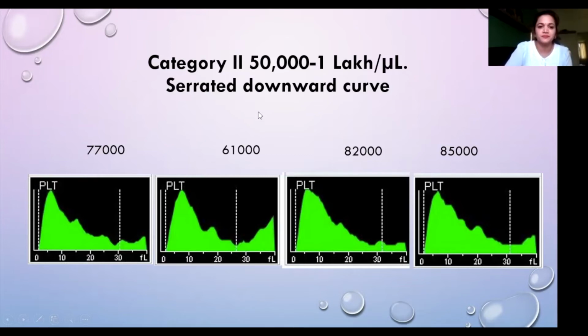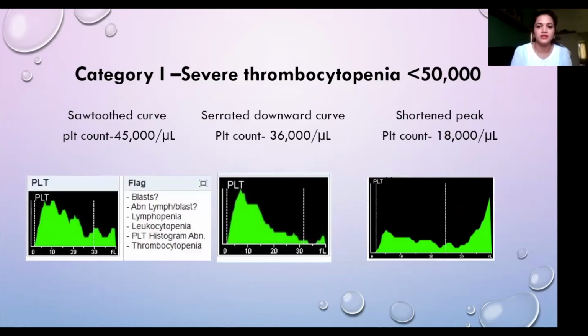Now moving on to the category of severe thrombocytopenia, which had a diverse pattern of histograms. The first one is a saw-toothed curve, which was present in 33% of the samples. Here, unlike the first two categories, it's not at all a curve. We can make out more serrations, a saw-toothed appearance of the curve, with the associated flagging generated by the analyzer. This was the predominant pattern.